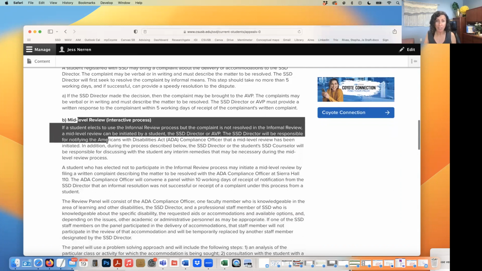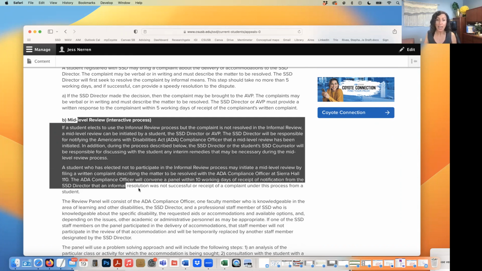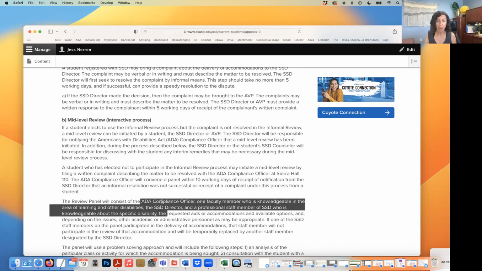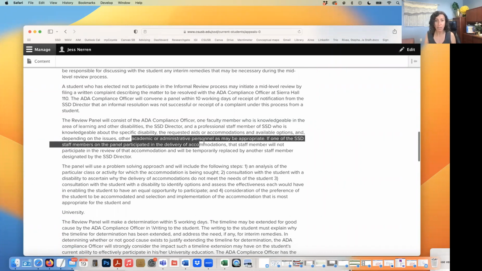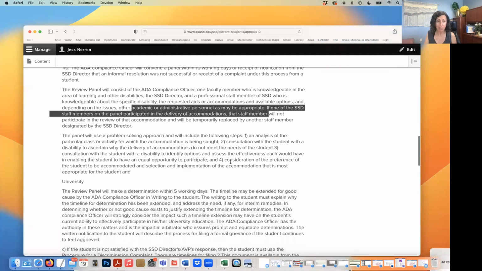Then go to a panel comprised of your peers, of us, and of other people involved. The ADA compliance officer, the director, a professional staff member who's knowledgeable about the specific disability, other academic or administrative personnel, etc. So this is really important, and you always have this right.